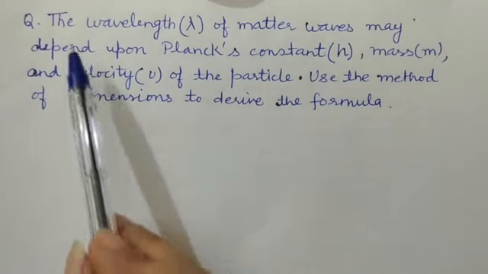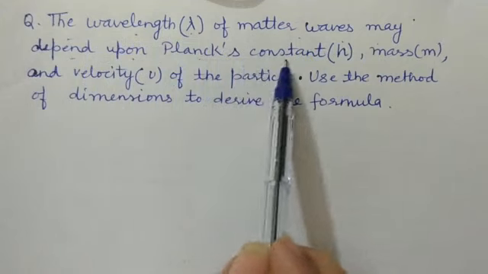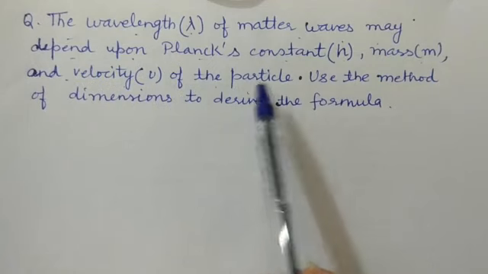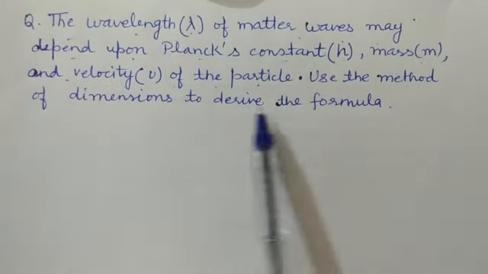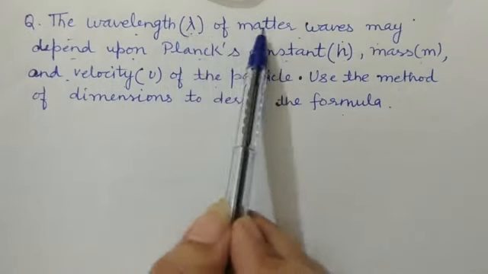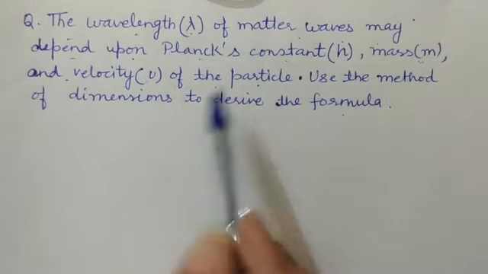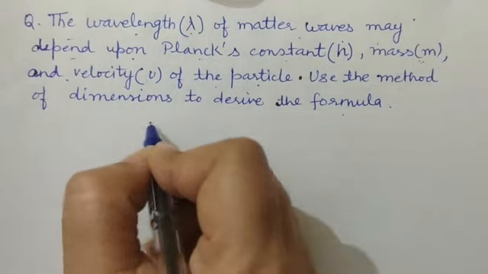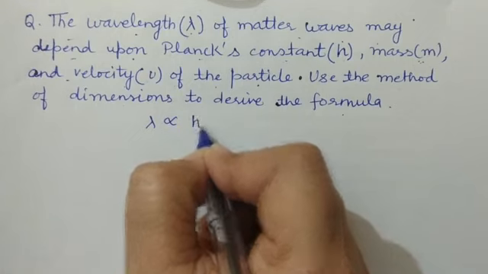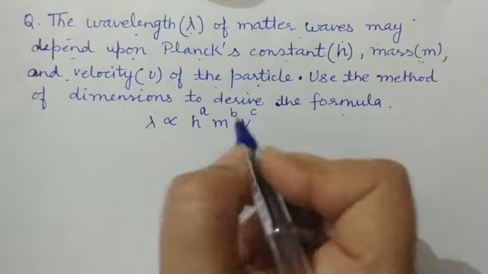Next example: the wavelength lambda of matter waves may depend upon Planck's constant h, mass m and velocity v of the particle. Use the method of dimensions to derive the formula. We have to find a relation of wavelength of matter waves in terms of h, v and mass m. Now here we'll use the same method, that is lambda is proportional to h raised to the power a, m raised to the power b and velocity raised to the power c.